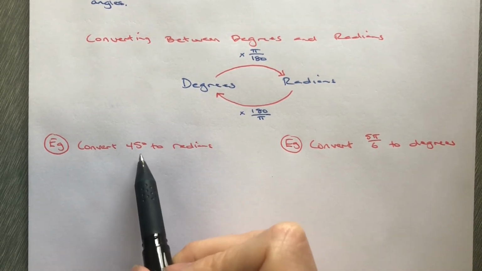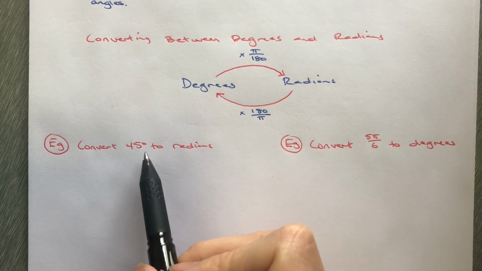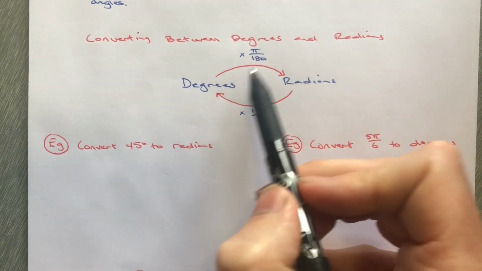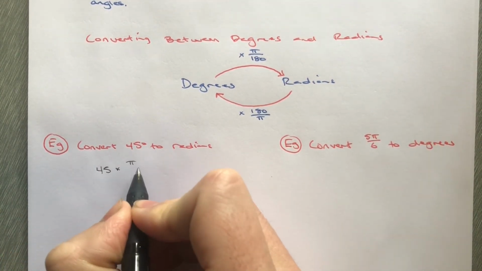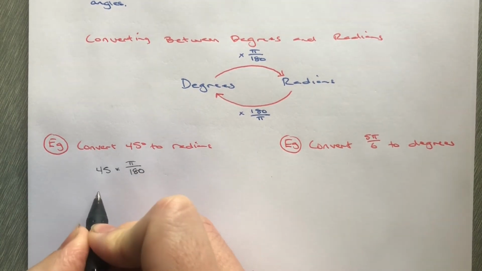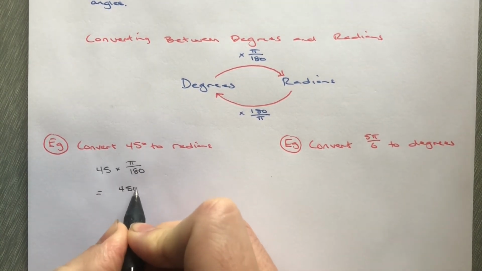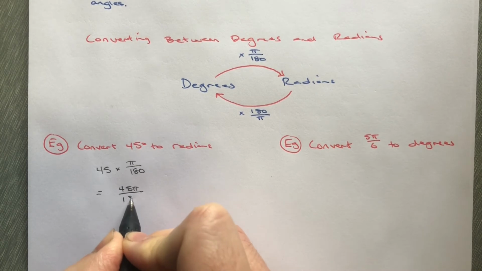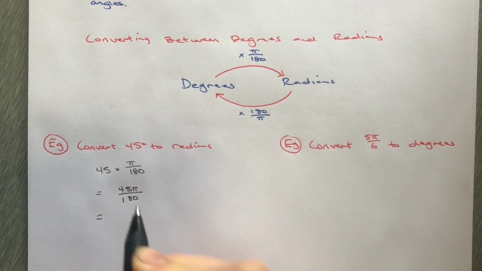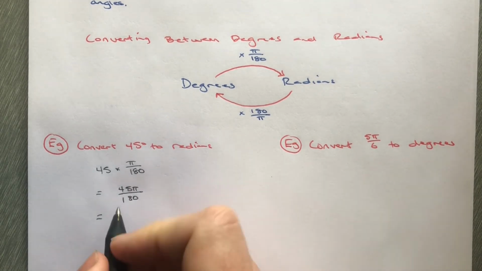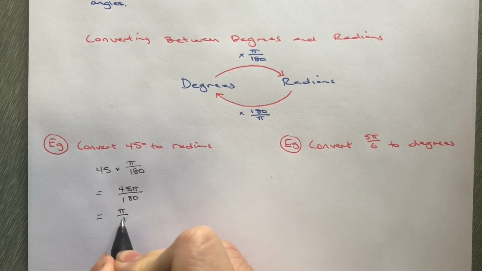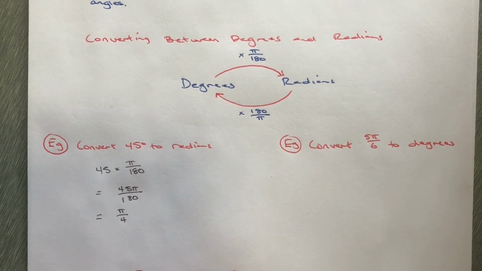So let's use that and try and do it a couple of times. So we want to convert 45 degrees to radians. So we want to go from degrees to radians. So that's what we need to do. So I'm going to do 45 times pi on 180. And that's going to give me 45 pi on 180. But I think we can simplify this fraction. Okay, so 45 can go into 180 four times, so it's going to be pi on 4. And that's one of the ones that we looked at up the top before as well.